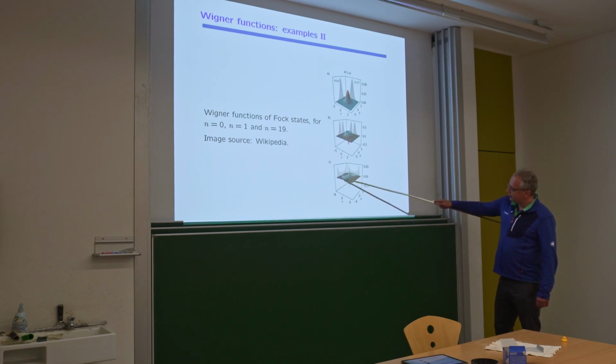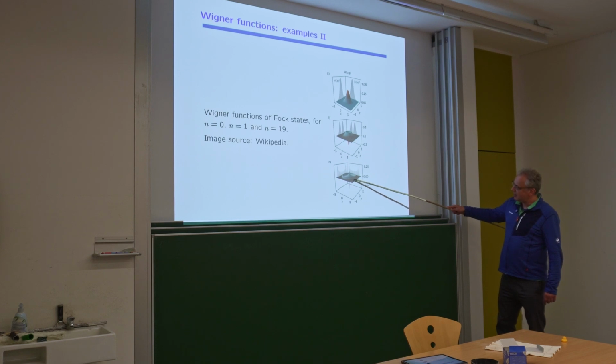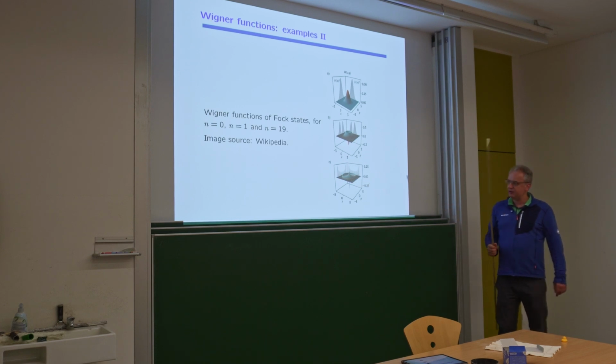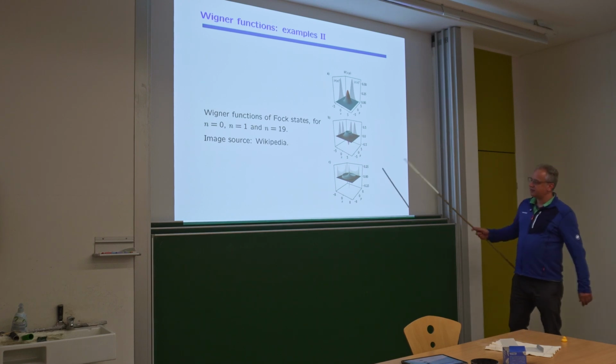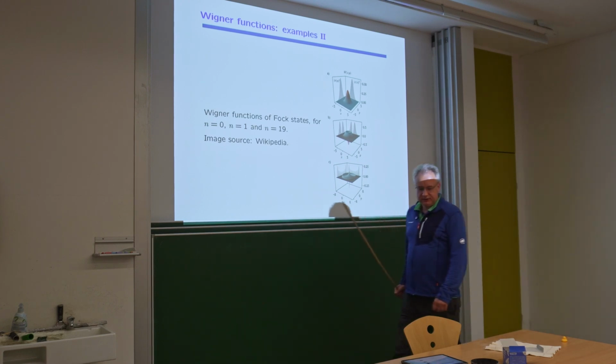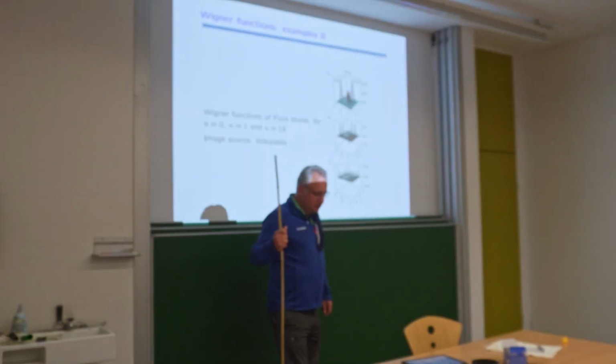And you see this very delicate structure over here going up and down, up and down, up and down. And you see that the marginals for position and momentum are still fine. That's that. Yeah? Wigner functions can go negative. Marginals are always fine. So this is the concept of a Wigner function in quantum optics.